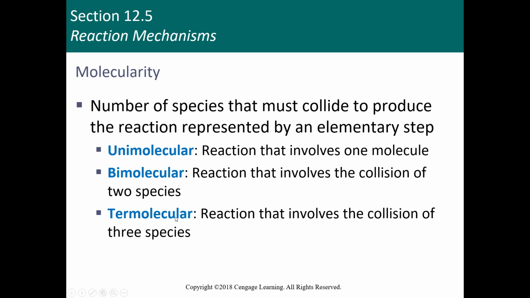Termolecular is bullshit. I repeat, in case you were too shocked by me swearing, termolecular is bullshit. There has never been a single confirmed case of a termolecular molecularity. However, I will teach you this so that you understand what the hell it is when somebody tries to pull the wool over your eyes and tell you bullshit.